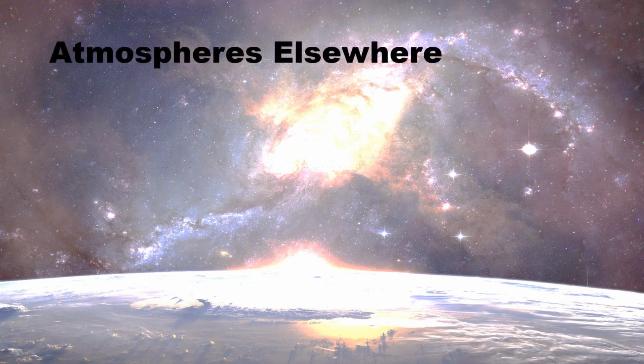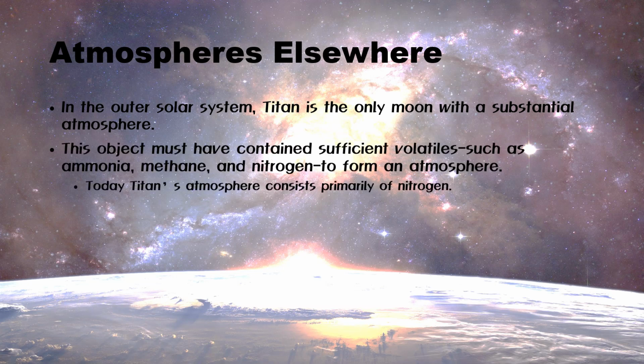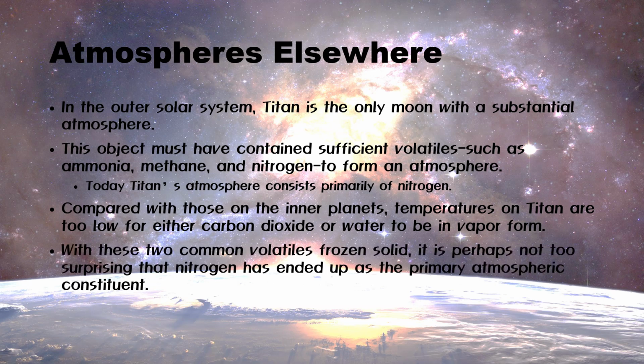Now, when we start looking at atmospheres elsewhere, in the outer solar system, Titan is the only moon with a substantial atmosphere. This object must have contained sufficient volatiles, such as ammonia, methane, and nitrogen, to actually form an atmosphere. Today, Titan's atmosphere consists primarily of nitrogen. Compared with those on the inner planets, temperatures on Titan are too low for either carbon dioxide or water to be in vapor form. With these two common volatiles frozen and solid, it is perhaps not too surprising that nitrogen has ended up as the primary atmospheric constituent.